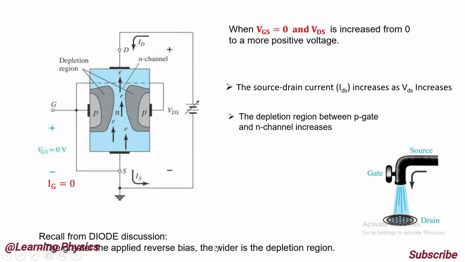The greater the applied reverse bias, the wider is the depletion region. The depletion region between the P gate and N channel increases as the value of VDS increases. And we can attach this type of schematic here, because the electrons from source towards drain increase, and this gate is used to control the flow of holes or electrons. It can stop or allow the electrons or holes to travel from source to drain. And this schematic is completely analogous to this formation.